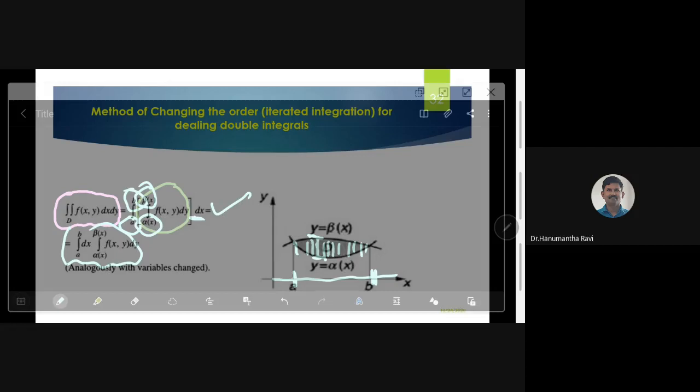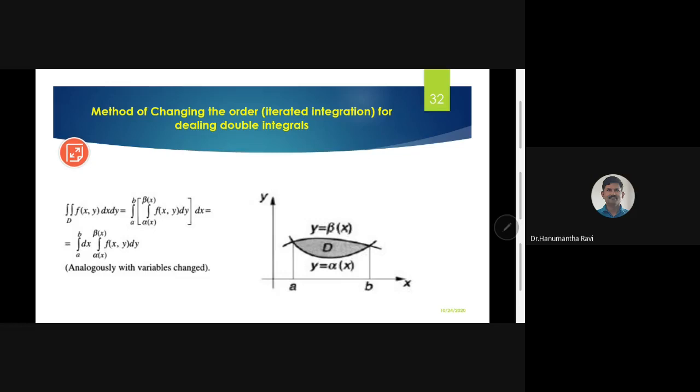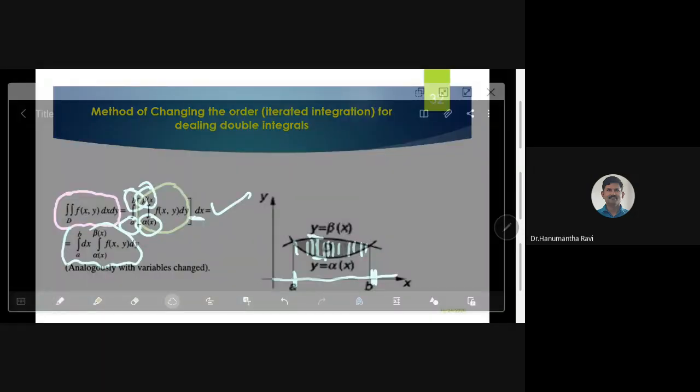So I'll clear this slate now, so you can see clearly. So what do we prefer? We prefer this one. That is easy to handle in answering questions in GATE. So fine. Now one more thing.